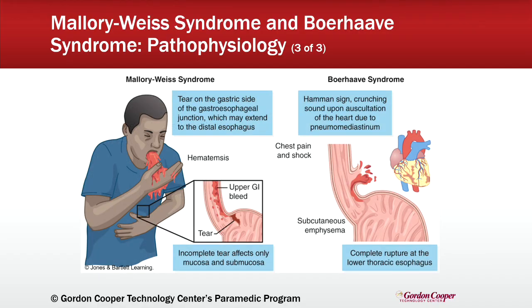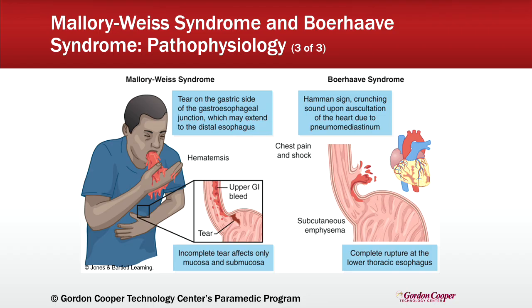With Mallory-Weiss syndrome, of course, that tear at the esophageal junction, we typically see them vomiting blood. So it's mainly upper GI bleeding. With Boerhaave syndrome, the little bit of difference is they typically show the symptoms of chest pain, some shock, and subcutaneous emphysema. You would think with Boerhaave syndrome that you would see a lot more of the blood and vomiting, but Mallory-Weiss typically has that, and with Boerhaave you'll start to see some chest pain.